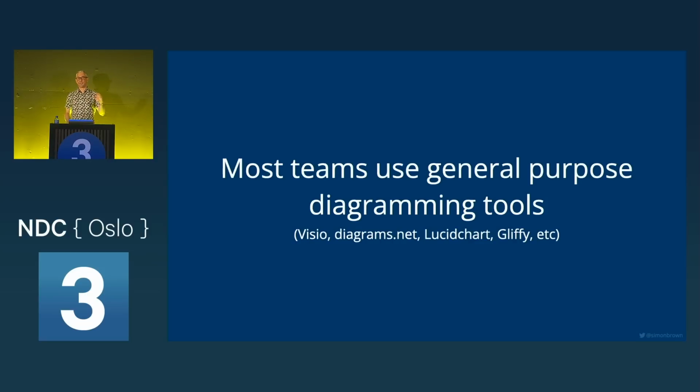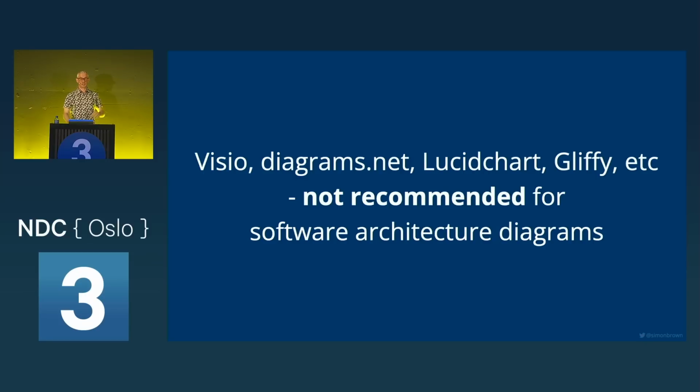So most people use general purpose diagramming tools. Quick show of hands, who's using Visio, Draw.io, Diagrams.net, OmniGraffle or Lucidchart, Gliffy? Yeah, and the rest. It's massively used. So this is most people's first choice of a diagram tool. These tools are fantastic, but I don't recommend them for drawing architecture diagrams, especially if you're going to use the C4 model, for reasons that will become clear in a second.